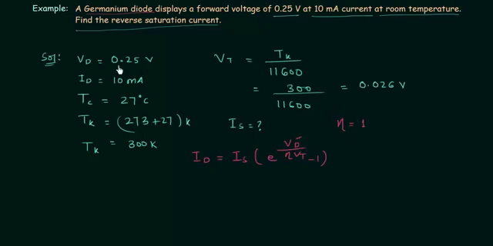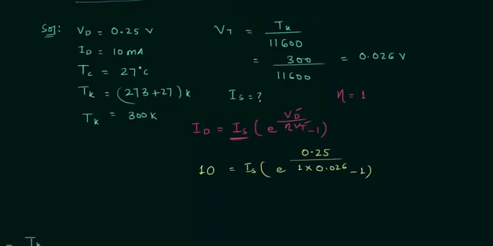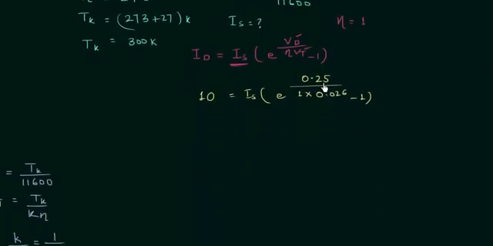We have Vd, it is 0.25. We have Vt, it is 0.026. Eta is 1. Id is 10 milliampere, so we can easily calculate the reverse saturation current, Is. 10 is the value of diode current. Is e raised to power Vd is 0.25 divided by 1 multiplied by 0.026 minus 1. In the next step we will divide 0.25 by 0.026.